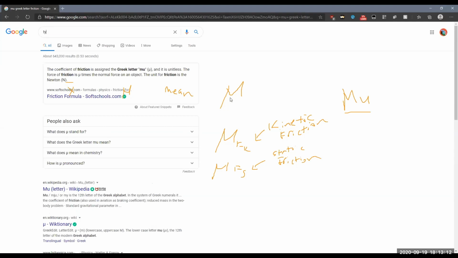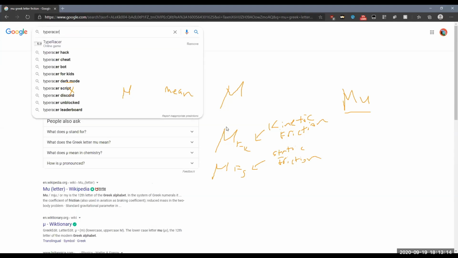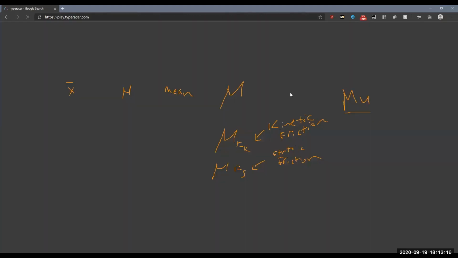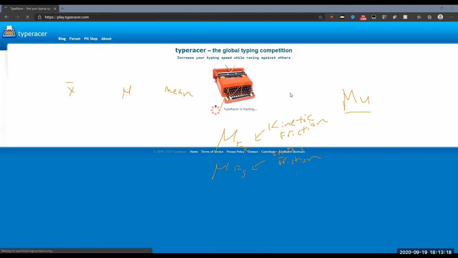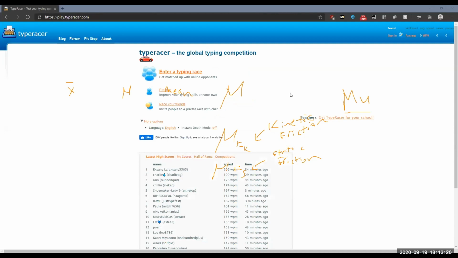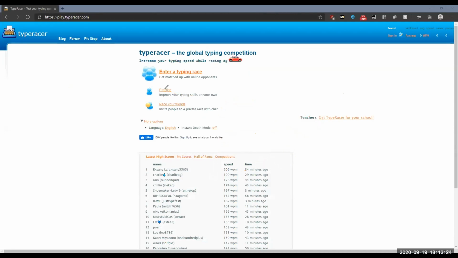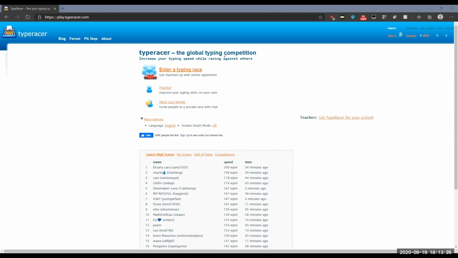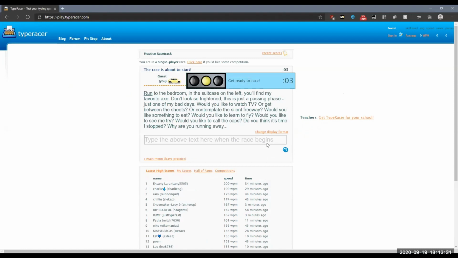That being said, let's see how fast I type, because I type really slow. Typeracer. So how fast do you guys type? This is a good site to practice your typing. It's a really good site.